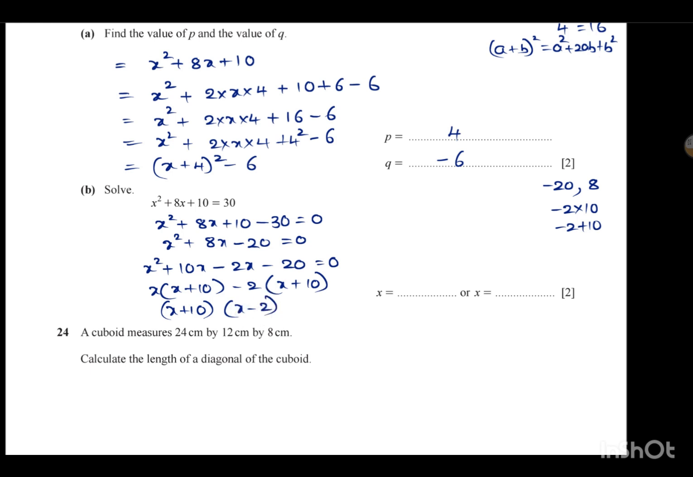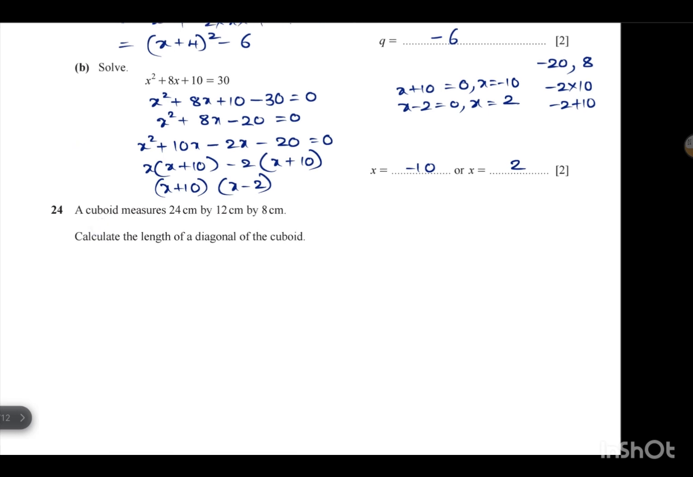So if you take x plus 10 as 0, x will be minus 10. If you take x minus 2 as 0, x will be 2. So the answer is minus 10 and 2.